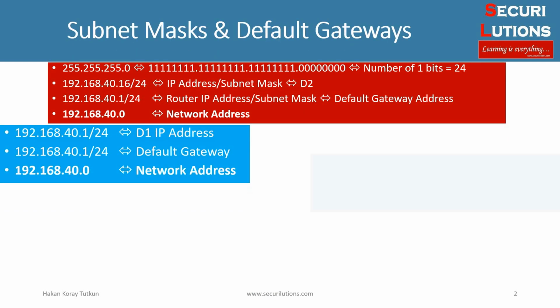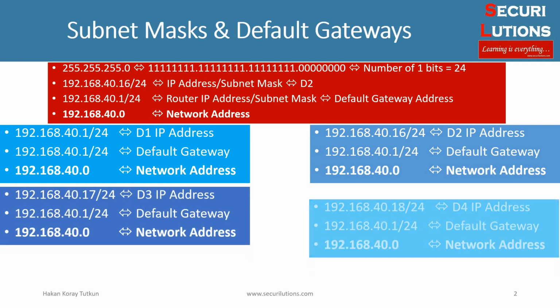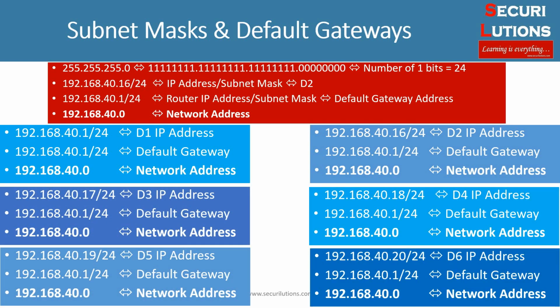Like IP addresses, subnet masks have also 32 bits. In the examples that we have done, the values of 24 bits are 1 and the values of 8 bits are 0. And because of these 24 bits, we can also use /24 for short representation of subnet masks. When we look at the example of 192.168.40.16/24, we can easily understand that 192.168.40.16 is the IP address, and 192.168.40.0 is the network address of the connected device D2.